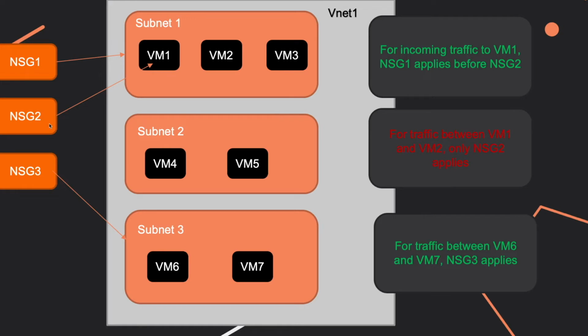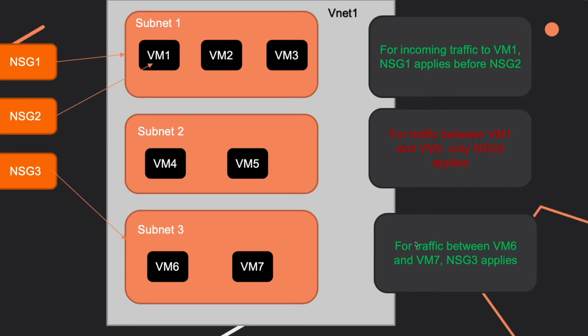For outbound traffic, the order is the opposite. So first you're going to have NSG2 and then NSG1. For the second question, for the traffic between VM1 and VM2, both NSG1 and NSG2 apply. NSG2 applies for any traffic into or out of VM1. NSG1 applies for any traffic between the VMs in the subnet. So this is incorrect. It's not only NSG2 that applies.